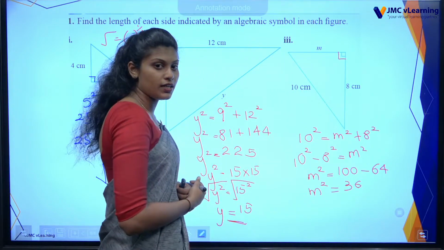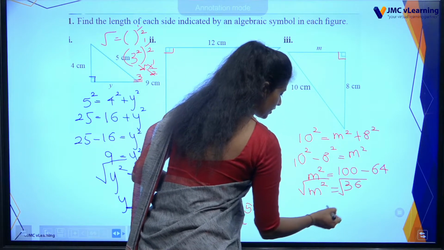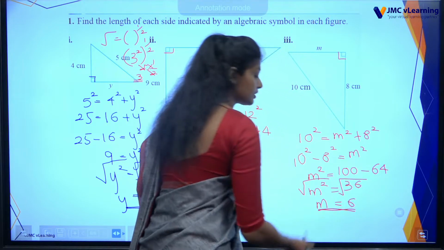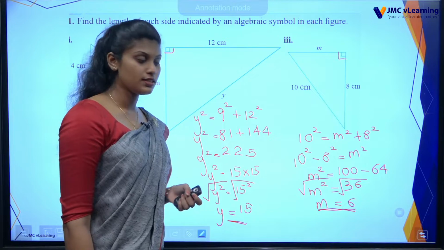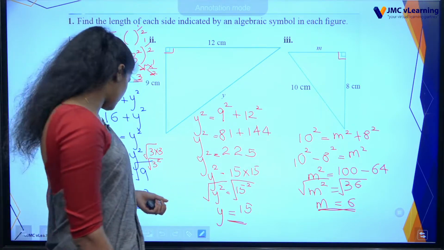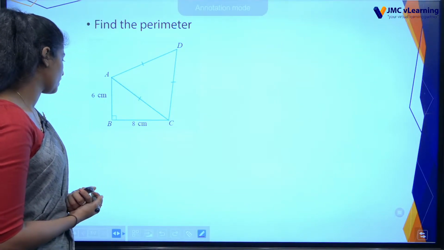To find the value of m, you have to take the square root of this. So, m value is 6. Why? Because 6 into 6 is 36. That's why we can take the value of m as 6. Now, let's find the perimeter of each figure.